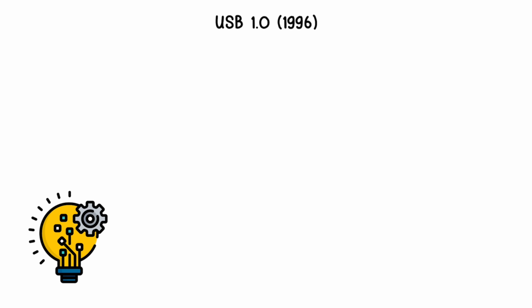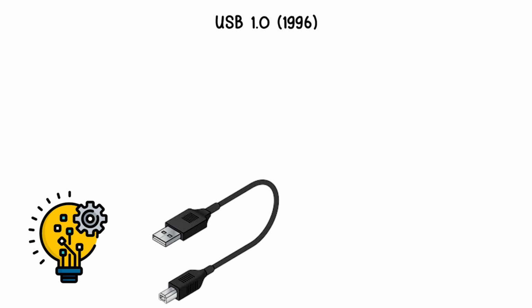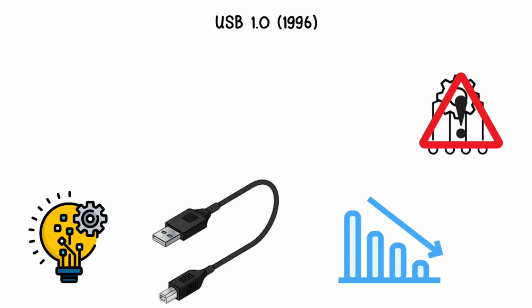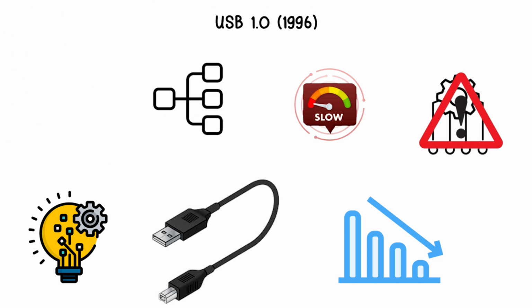Despite its innovation, USB 1.0 had limited adoption at first because of compatibility issues and the slow speed compared to parallel and serial ports already in use.